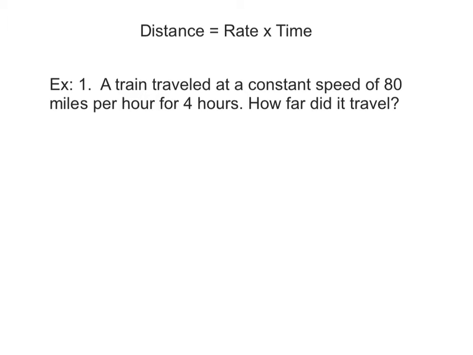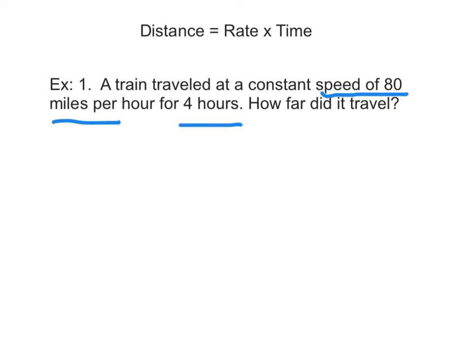A train traveled at a constant speed of 80 miles per hour for 4 hours. How far did it travel? All right, so in this problem, we're given 2 out of the 3 quantities. First of all, we're told what the rate is. Rate is the same as speed. The speed is 80 miles per hour. And we're also given the time. The time is 4 hours.